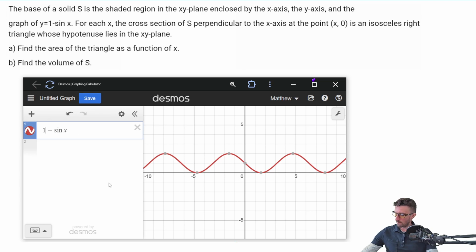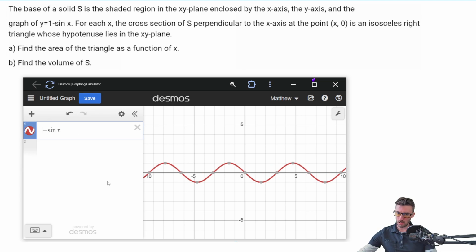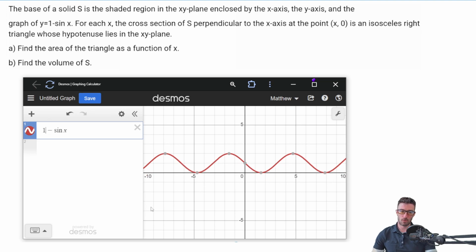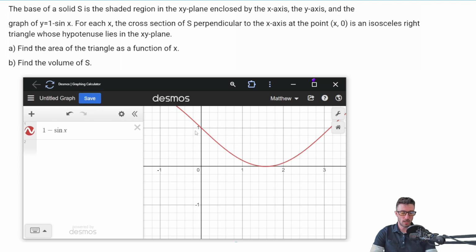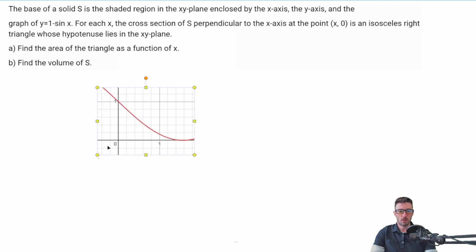Well, sine normally starts in the middle. Now, if you put a negative in the front, that doesn't change anything. If you put a 1 in the front of that, that's going to move everything up by 1. So that means you're going to be looking at that, and now the x and y axis. So that means the region that you and I are interested in is boom, right there.